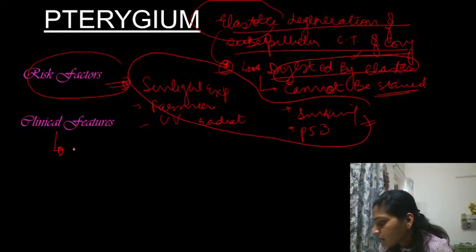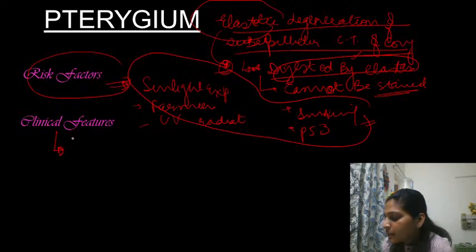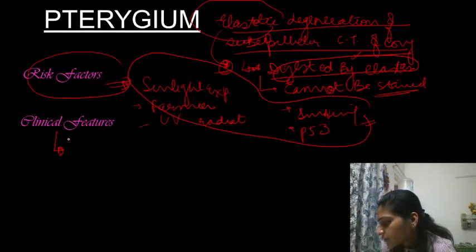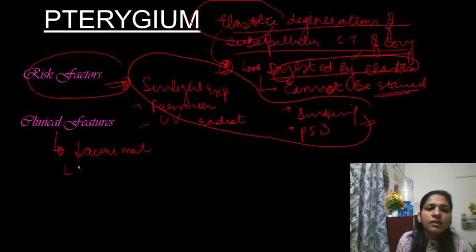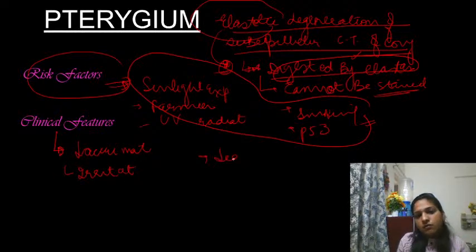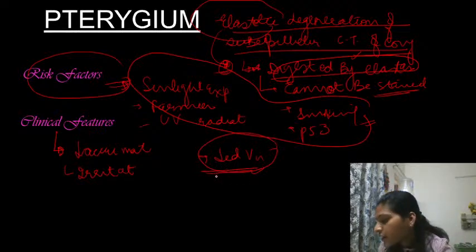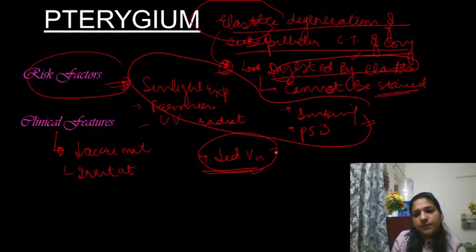Welcome, Tanya. Now, Tanya, please tell me what are the clinical features of pterygium? With what complaints can a patient of pterygium come to us? Yes, it is lacrimation, irritation, and decreased vision. Why decreased vision? Can anyone tell me the cause for decreased vision? Yes, very good, Krish. It is astigmatism.